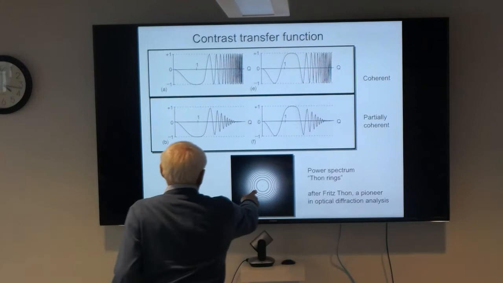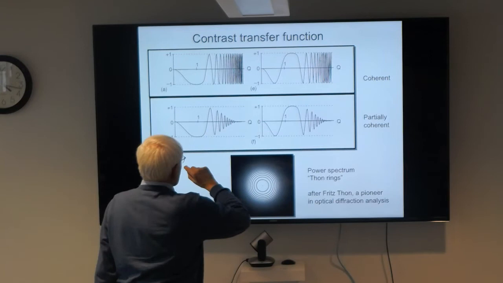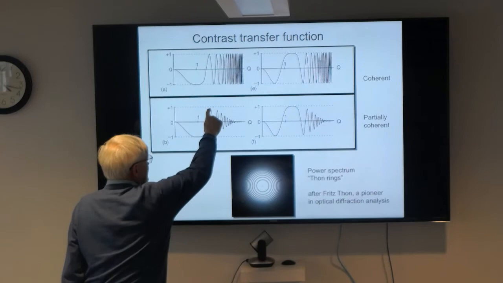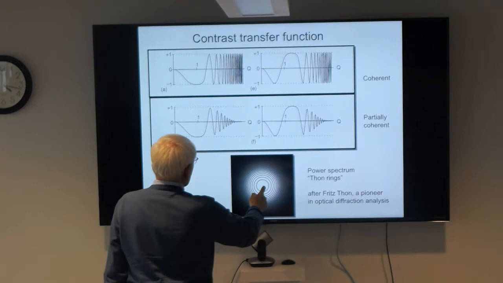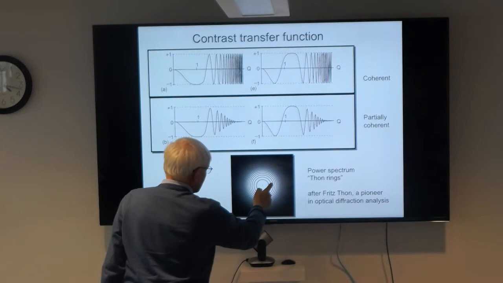What you see here is white, black, white, black. This corresponds to negative contrast, no contrast, positive contrast, no contrast, negative. So you have to count, and if the setting is on the negative side of the defocus, then this is always negative contrast, positive contrast, negative contrast, and so forth. You can count.